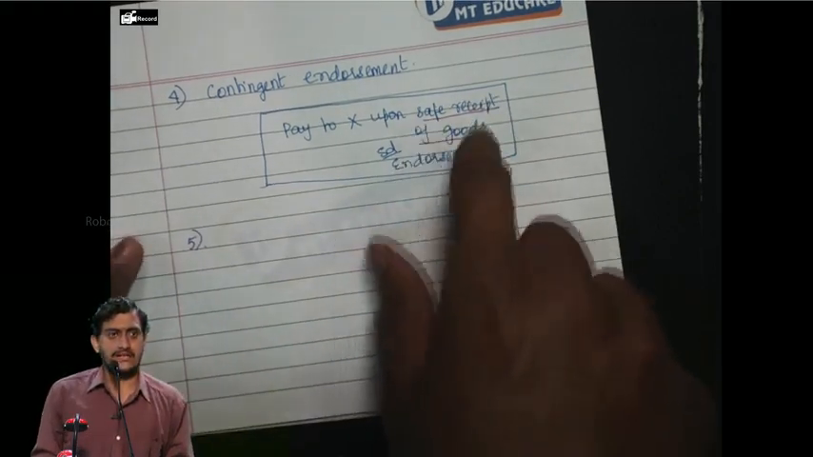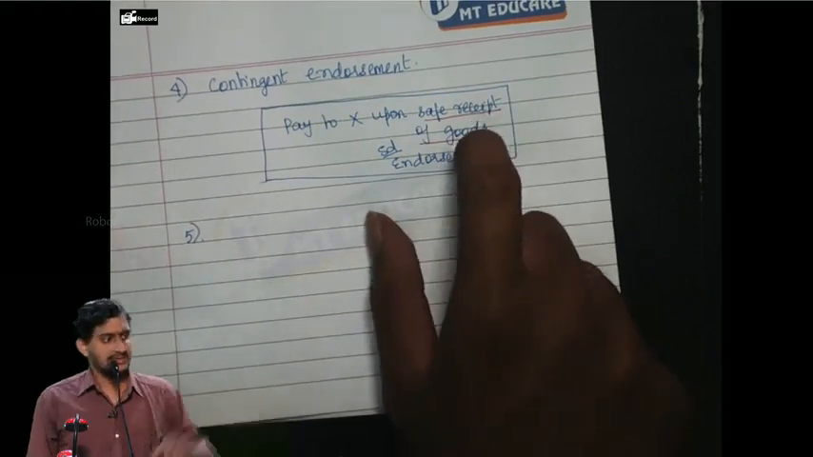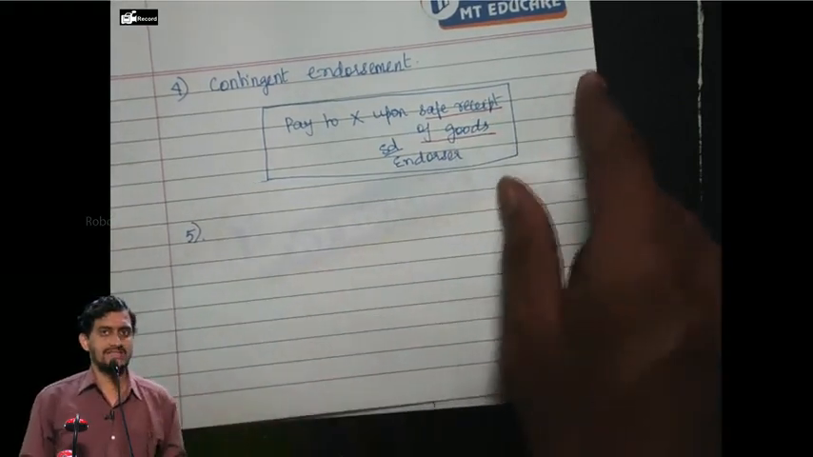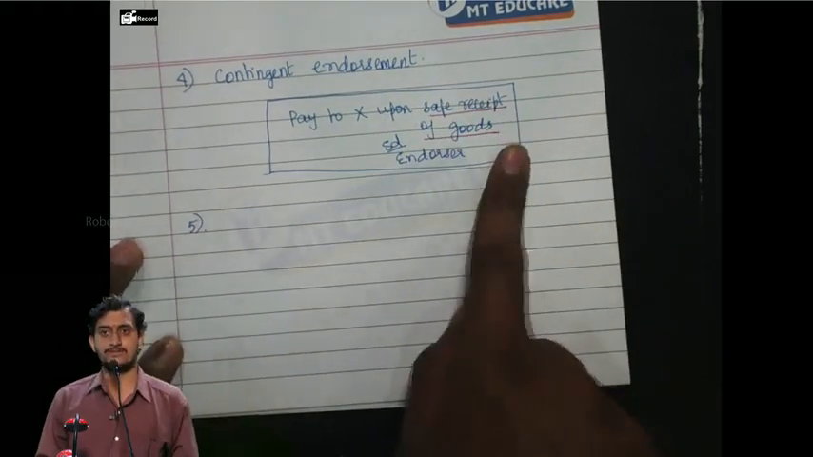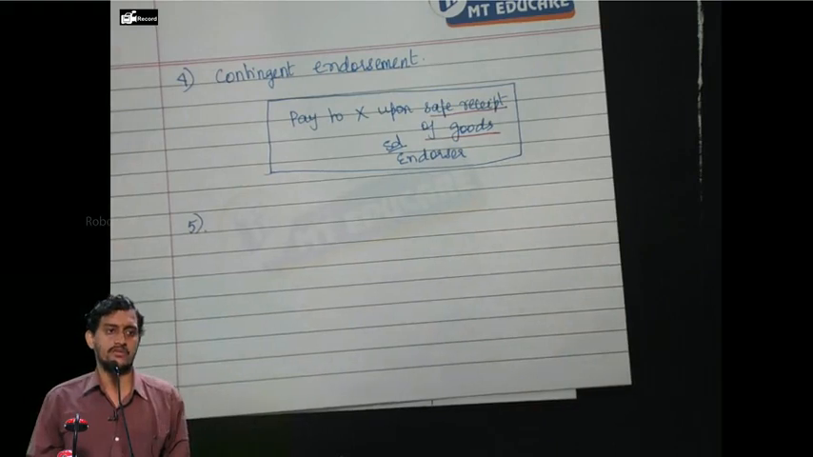When this contingent event happens, this endorsement is valid. If this event is not happening, then this endorsement is not valid. This endorsement is void.